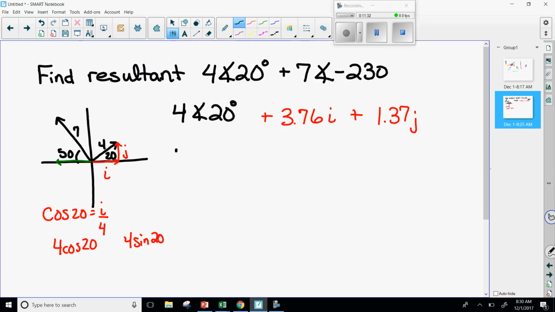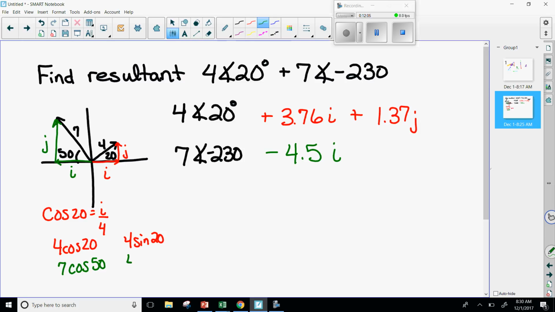If I take the second one, and I want to find the X or the I and the J or the Y, put that into rectangular format for me. So to find the X value, it's going to be 7 times the cosine of 50 degrees. What's that give you? 4.5. What do I notice about that value? It's going to be negative.